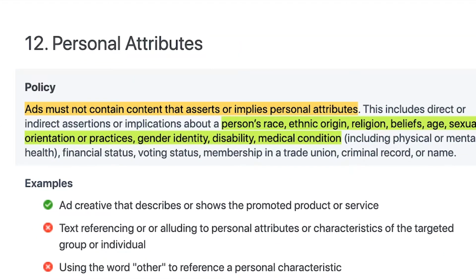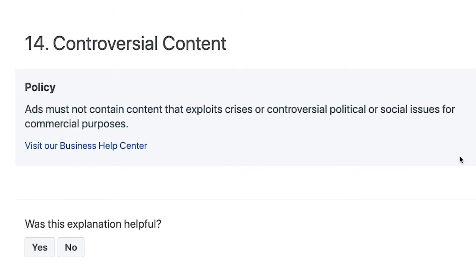Now let's go to the next one, which will be 14, controversial content. Controversial content, let's have a look. Policy: ads must not contain content that exploits crises or controversial political or social issues for commercial purposes. An example of this was when COVID hit and people were running ads for face masks, really trying to milk that whole paranoia and trying to capitalize on that, which they're saying they don't want people to do, right?